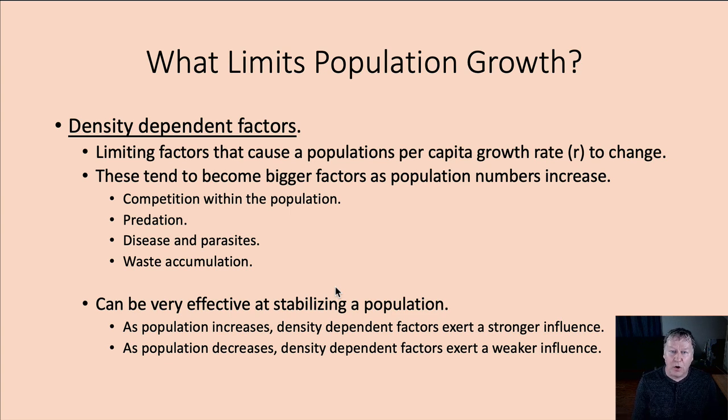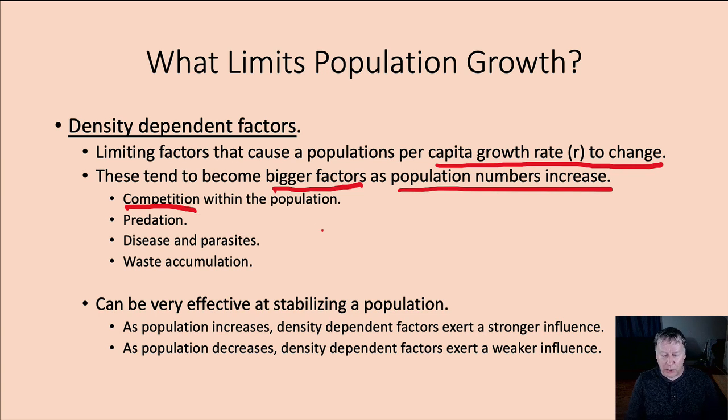These are limiting factors that cause the population's per capita growth rate to change. Okay, so the R is going to change. And they tend to become bigger factors as population numbers increase. So let me give you a couple examples. Competition within the population. There is a limited amount of resources available. As more and more individuals join the population, the competition increases. And it becomes harder and harder to get access to the resources you need. That is a density-dependent factor. It becomes a bigger deal as the density increases.